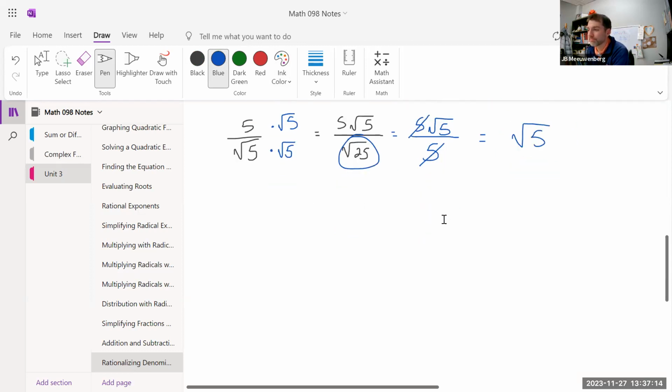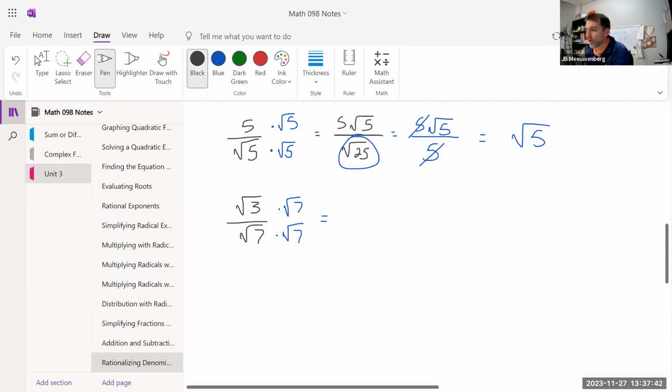Next one. How about the square root of 3 over the square root of 7? So here we notice that there's radicals on top and bottom. When we're rationalizing denominators, we don't care about radicals on top. Those are fine. We don't like them on the bottom. So we're going to multiply it by radical 7 over radical 7. All we care about is this one.